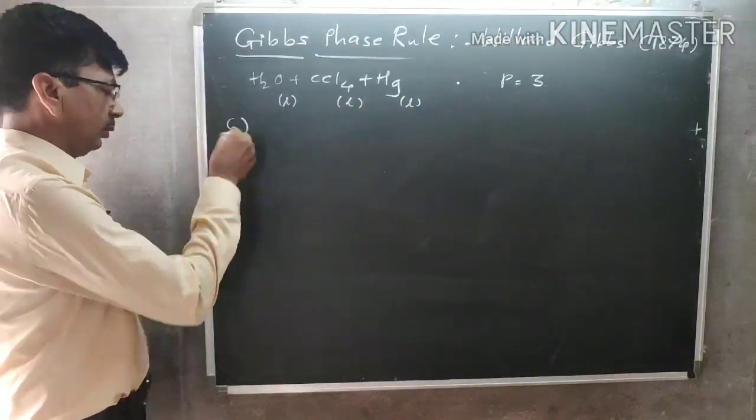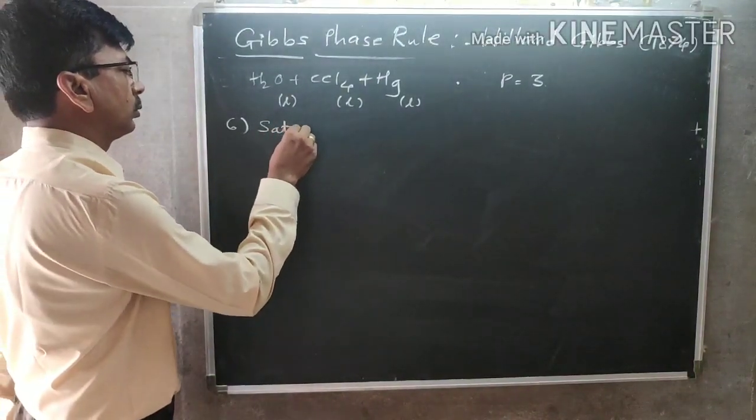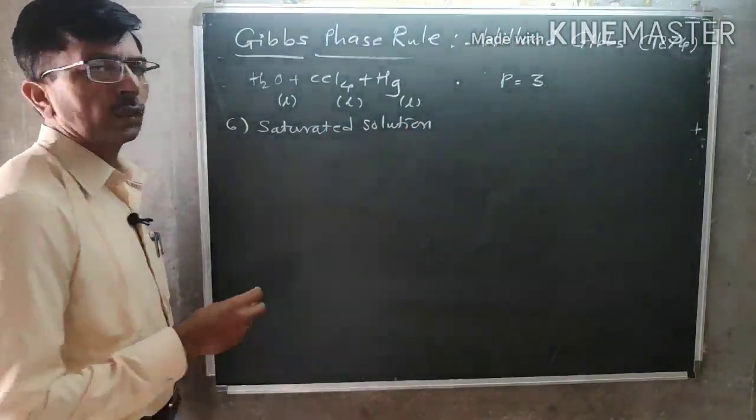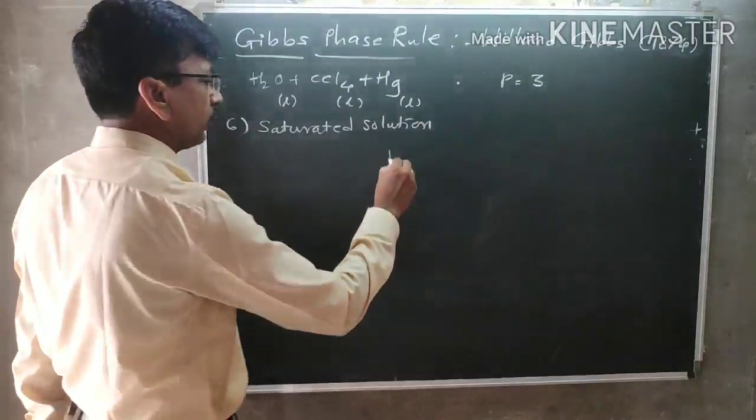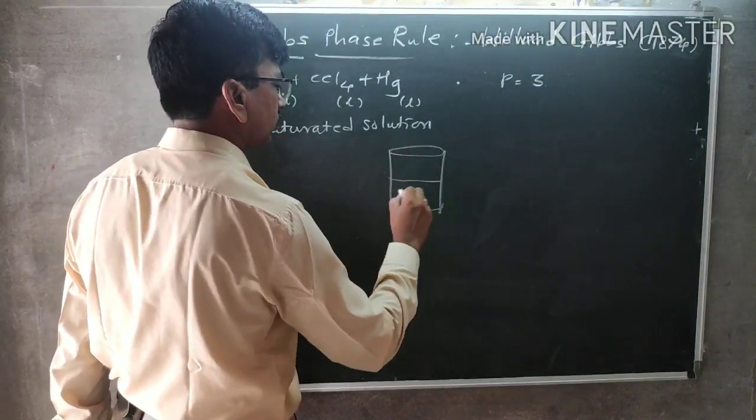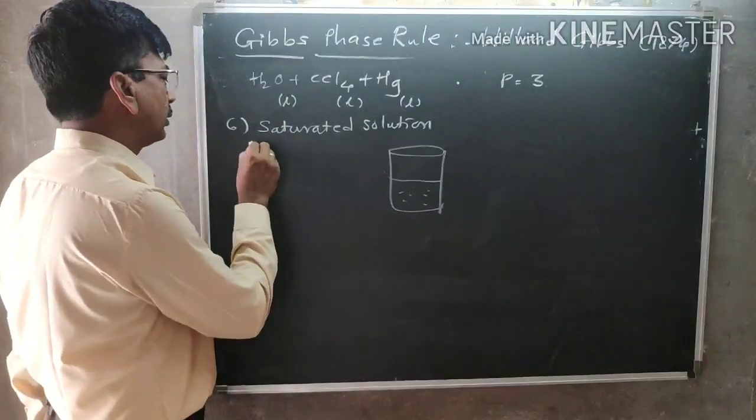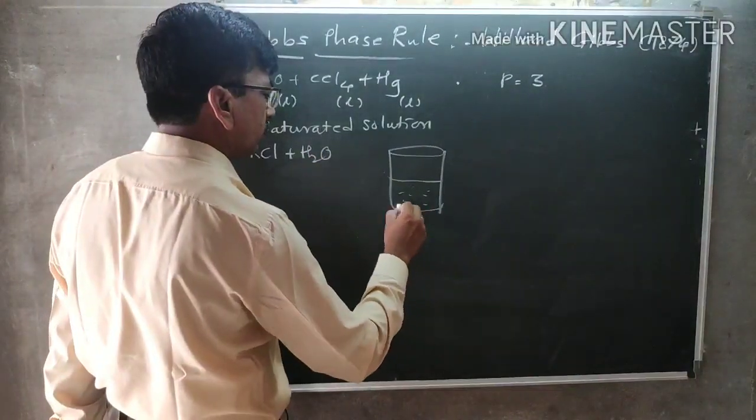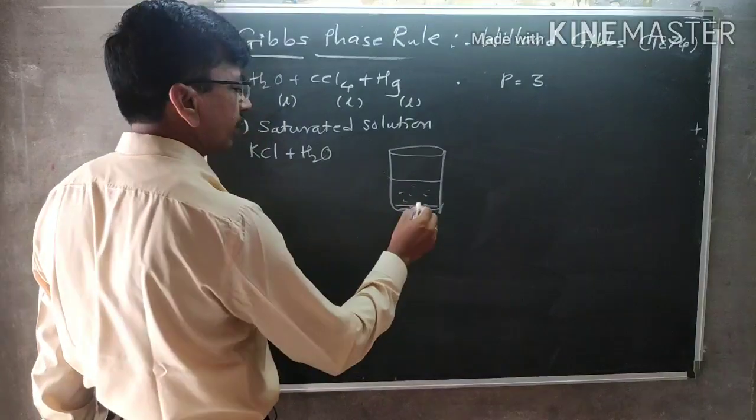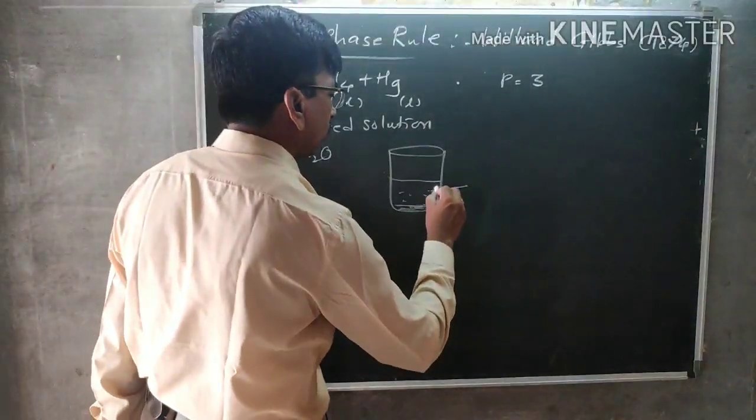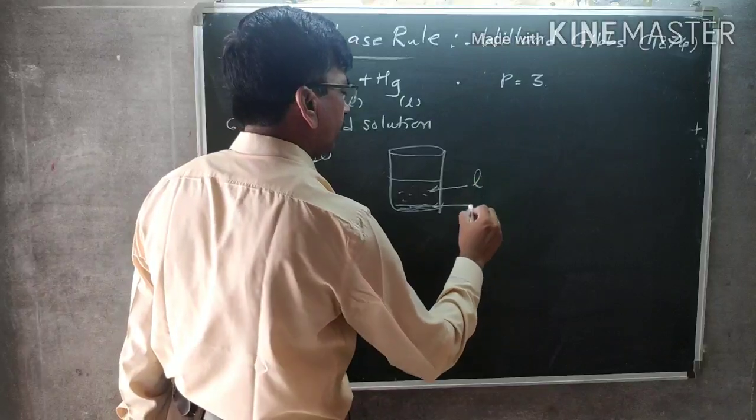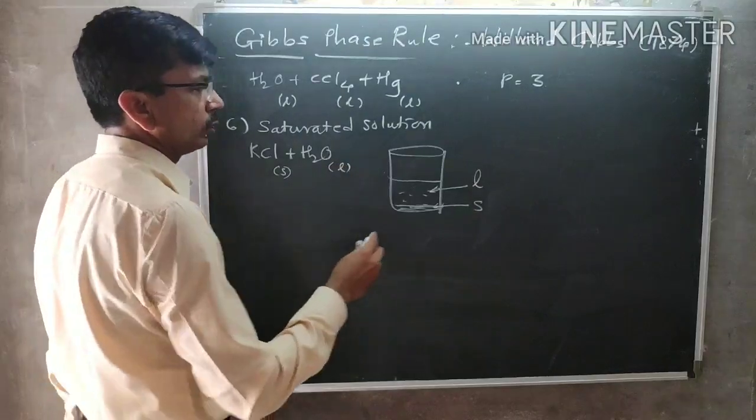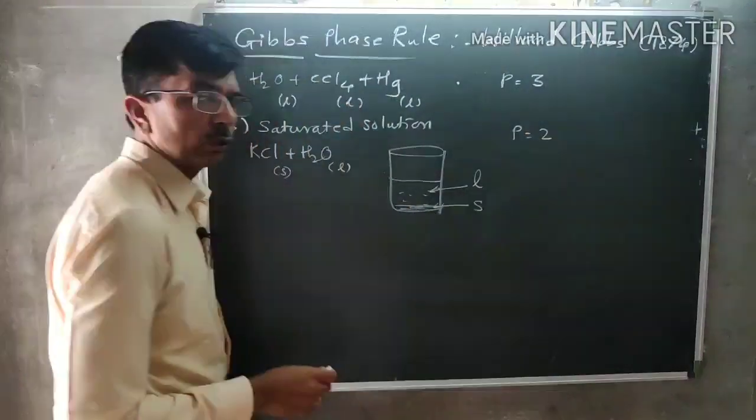Now another example we'll see of a saturated solution. Suppose that a small amount of salt is added. Let's consider KCl plus water. So what will happen? A small amount of KCl remains at the bottom, and hence we have two phases. One is liquid and the other one is solid. So we have solid KCl as well as KCl in water. So in case of the saturated solution, we have two phases.